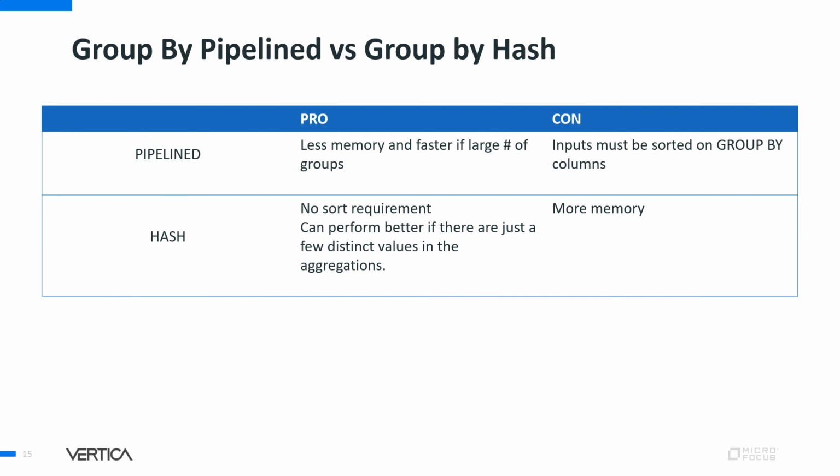Group by pipeline requires all group by data to be specified in the projection's order by clause. Because group by pipeline only needs to retain in memory the current group data, this algorithm generally requires less memory and executes faster than group by hash. Performance improvements are especially notable for queries that aggregate large numbers of distinct groups. Group by hash is used for any query that does not comply with group by pipeline sort order requirements. In this case, Vertica must build a hash table on group by columns before it can start grouping the data.